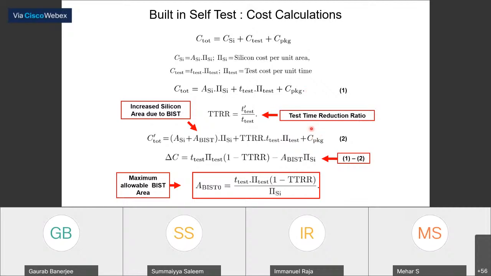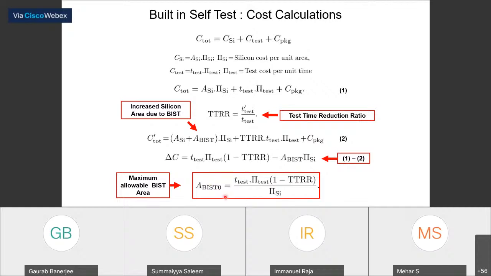Now, if I subtract one equation from the other, I get the cost delta. Ideally, I want to reduce the cost. However, we'll look at a break-even point. When you set delta C equal to zero, what this tells you is that you come up with a value of A BIST, the BIST area, which we call A BIST zero.